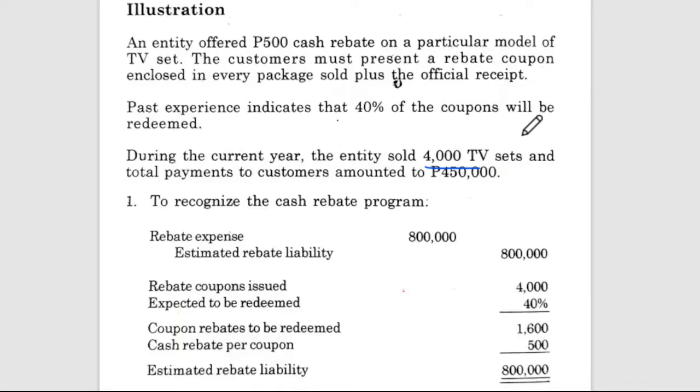What portion of the 4,000 TV sets will be converted into rebates? That would be 4,000 coupons times 40%. Because only 40% of the coupons will be redeemed. So the coupon rebates to be redeemed would be 1,600, and since the customer gets a 500 cash rebate per coupon, that would be a total of 800,000.